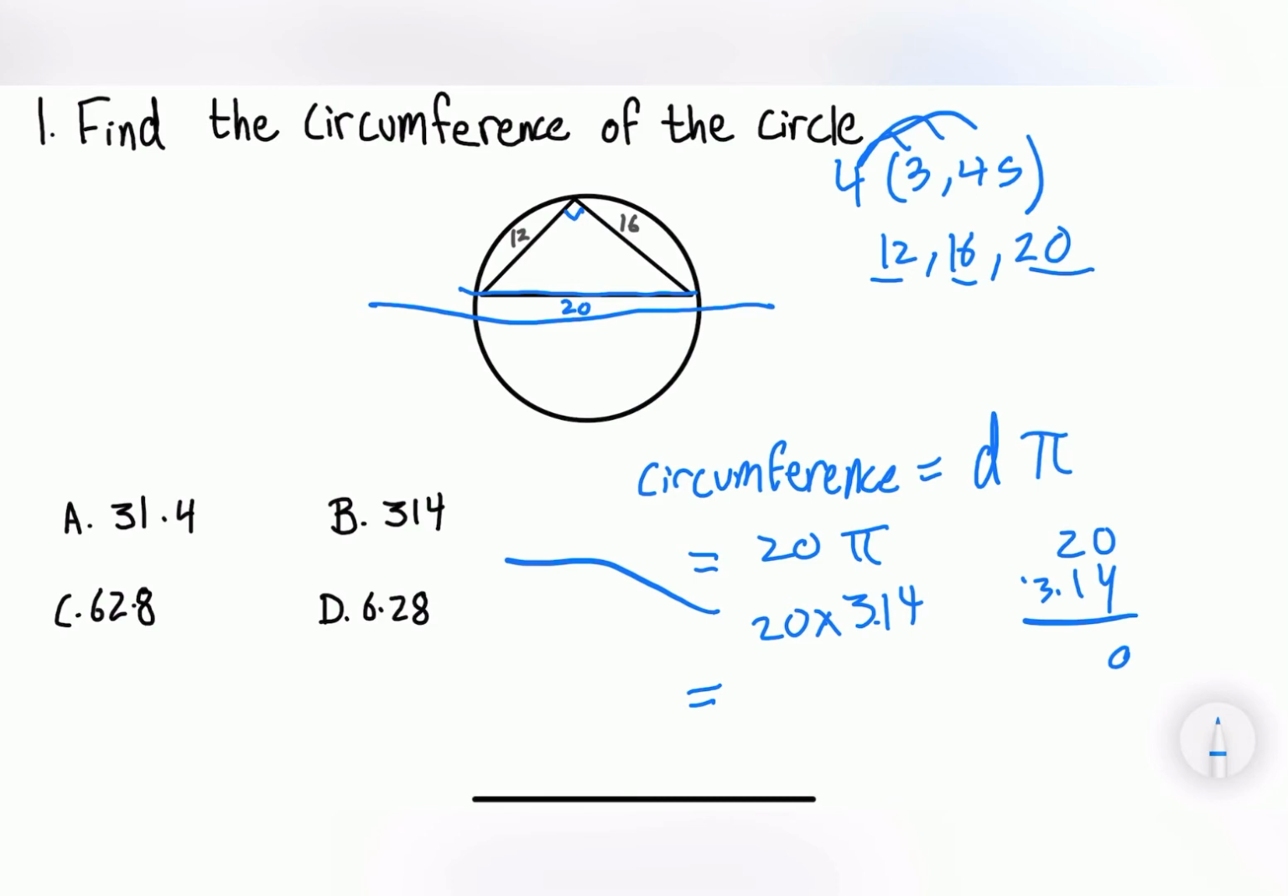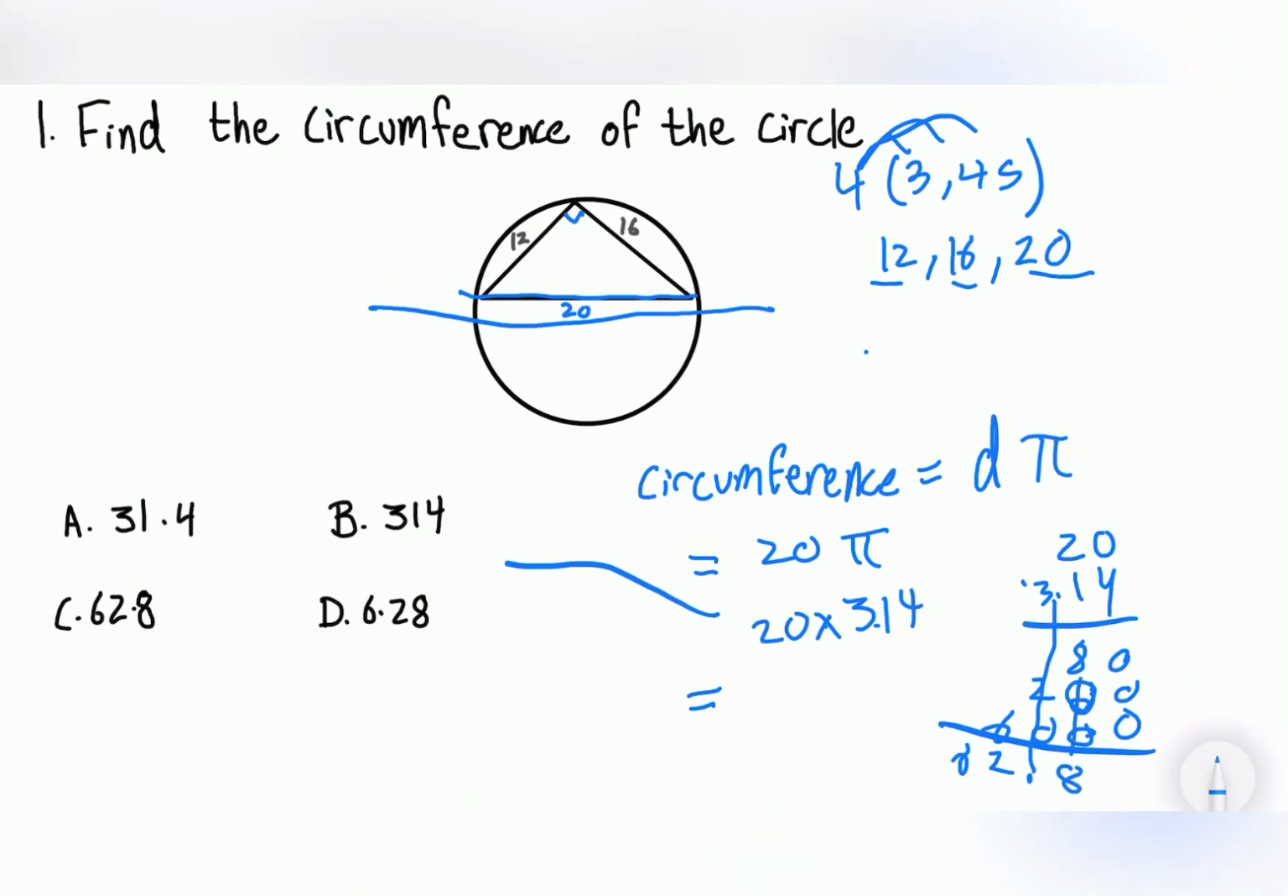4 times 2 is 8, and we put a 0, 1 times 0, 0, 1 times 2 is 2, and 1 times 0, okay. 0, 0, 3 times 0, 0, 3 times 2 is 6, meaning that our answer is 62, and then we bring the point, we bring down the 8, which is choice C.